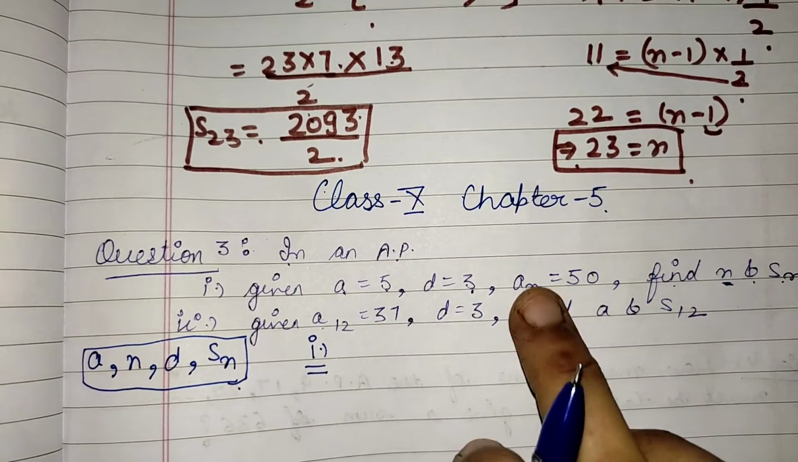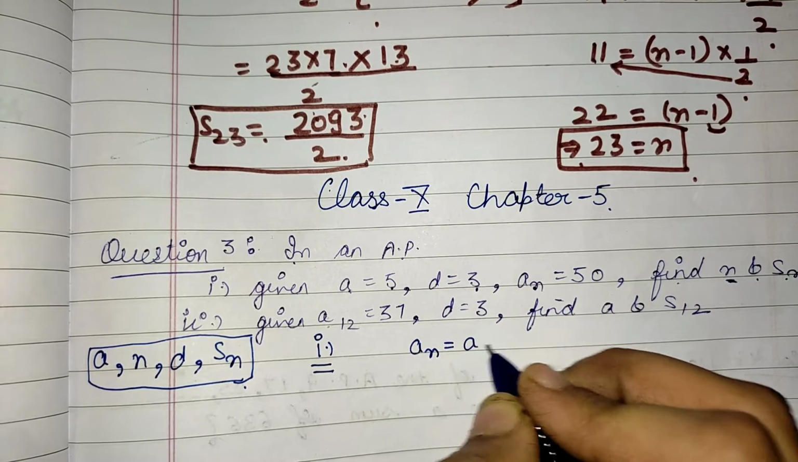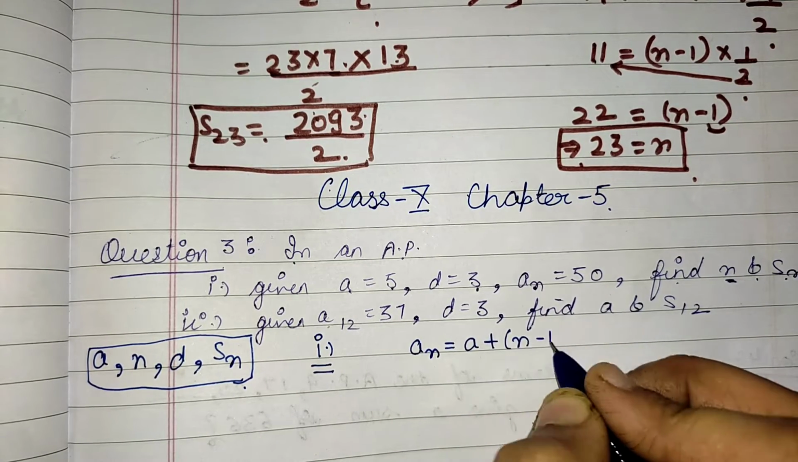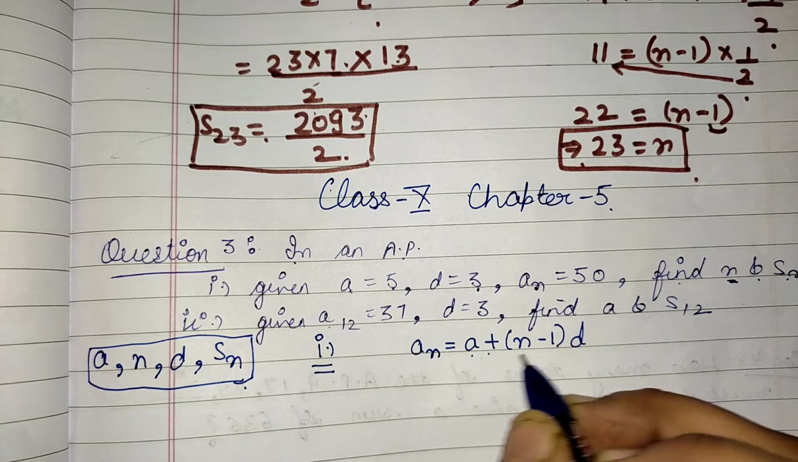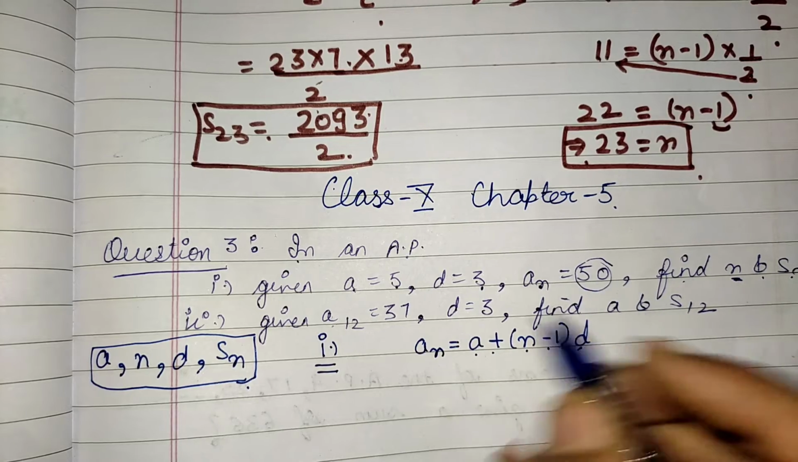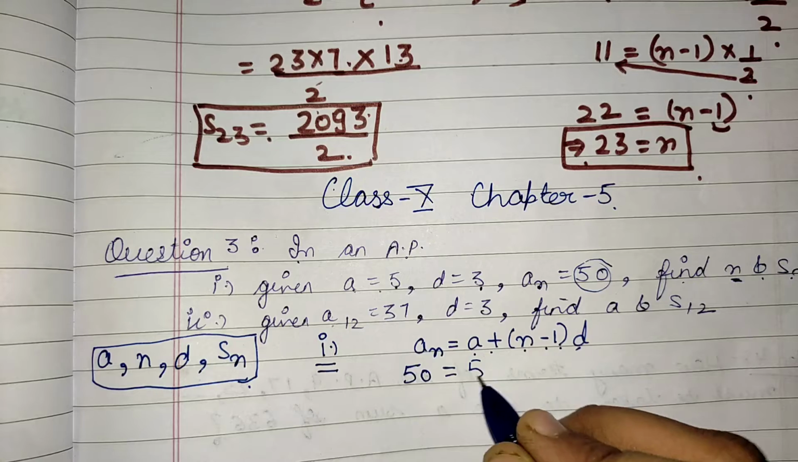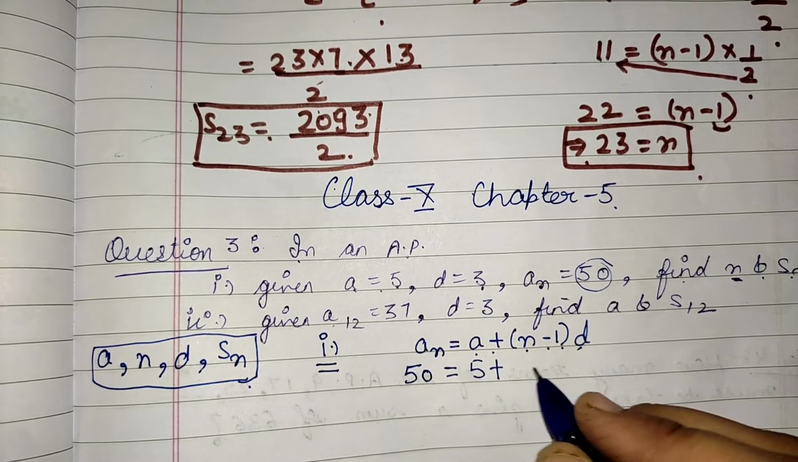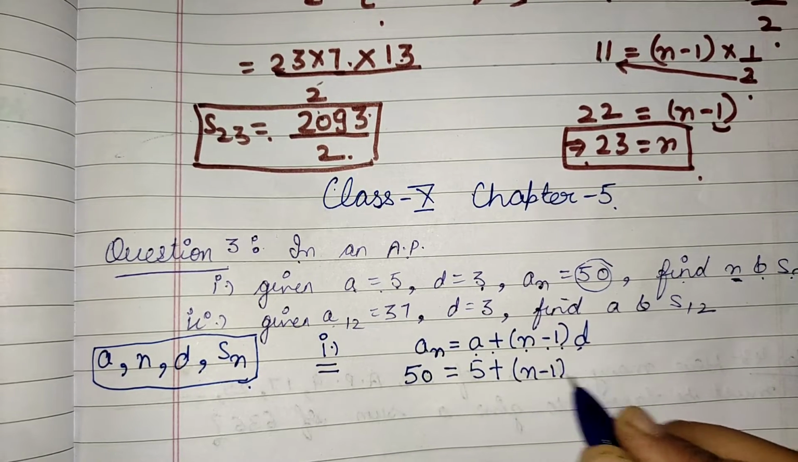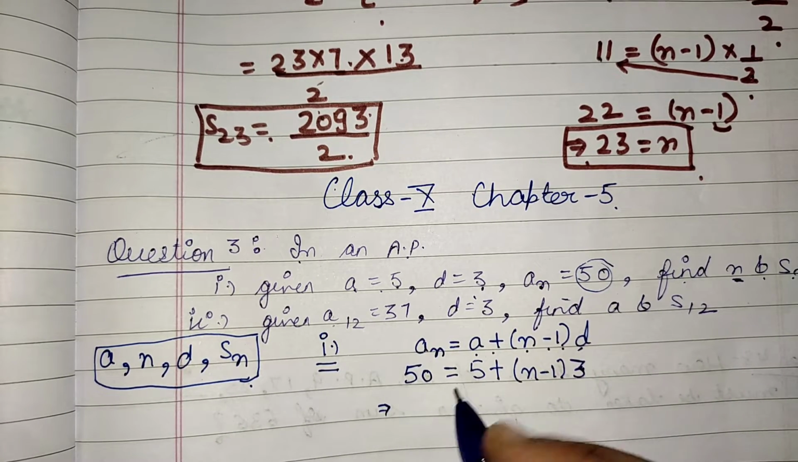So n is what, and how can I find it out? I have told you that if you have to find the value of n, then you have to use this formula: an = a + (n - 1) × d. So an is 50, which is equal to a, which is my 5, plus (n - 1) into d. d is given to you, it is equal to 3.